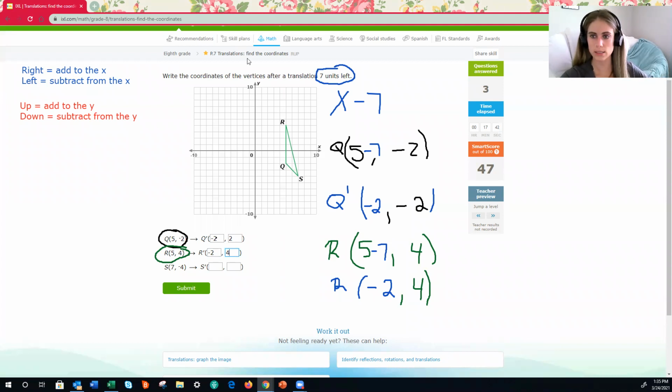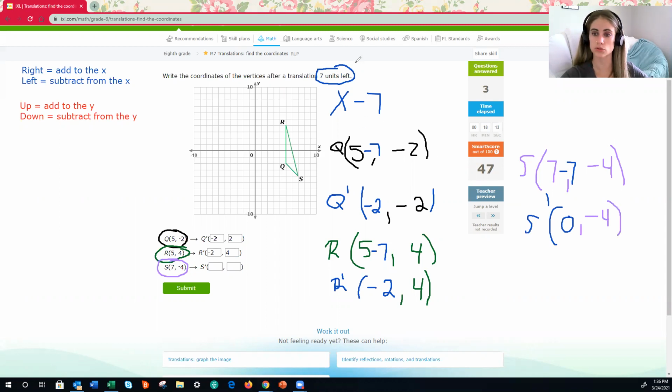Last but not least, point S is originally located at 7, -4. We need to translate that to get our S prime. We're going to subtract 7 from the x value. 7 minus 7 is 0. And our y value stays the same because there's no up or down transformation.